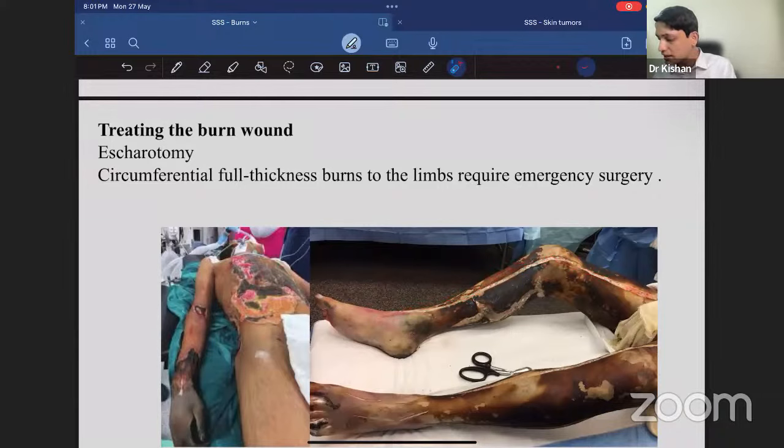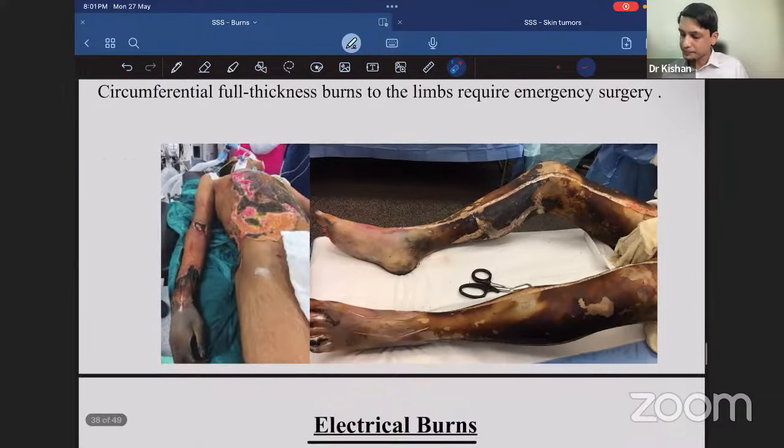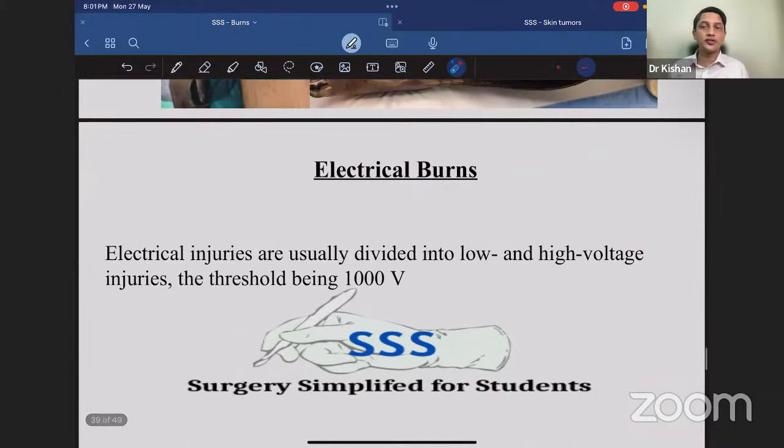Can you see on either side? It was a circumferential eschar. The circumferential eschar tightened the entire limb, so blood circulation was hampered. So we put one axial cut from the thigh to the toes so that the compartment is released. The tight tourniquet is released so that the underlying vessels are free to circulate the blood. That's called escharotomy.